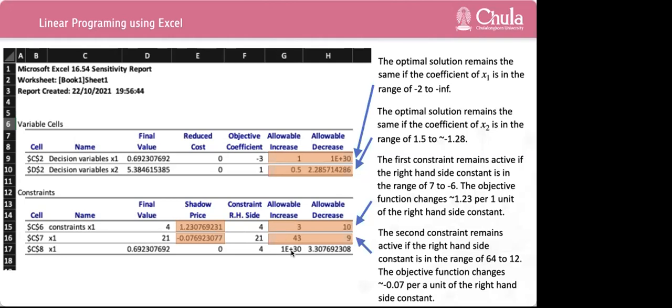And of course, if we decrease or increase the right hand side of the problem, it affects the optimum objective function. So we look at the shadow price. That means by increasing the right hand side of the constraint, we change the objective function by 1.23, by this value.